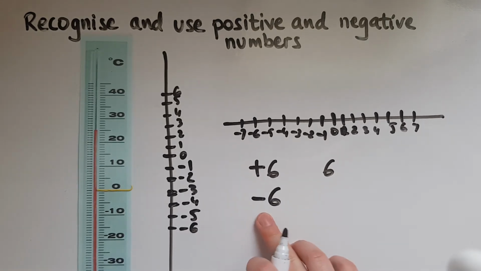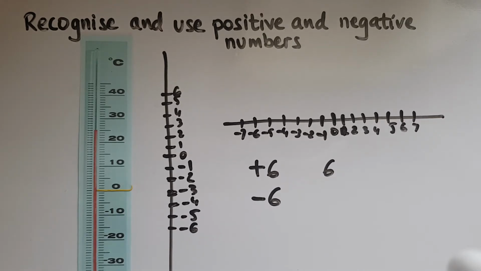A negative number always has that minus sign in front, or the negative sign in front. So you can read this as minus 6 or negative 6 as well. It means the same thing. Now we can recognize them. How do you use them?